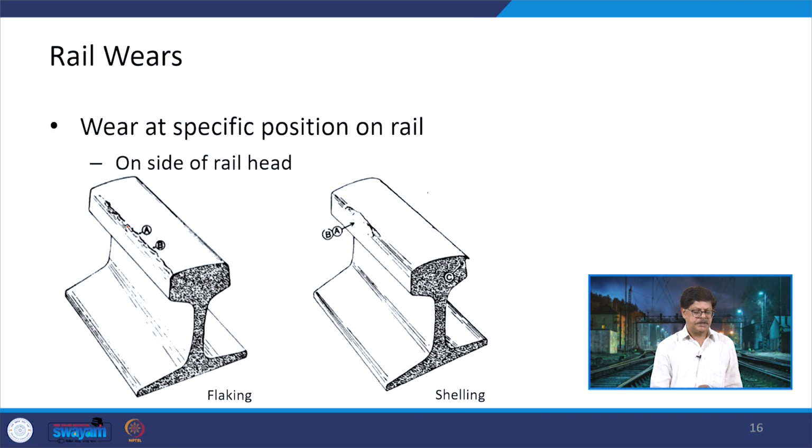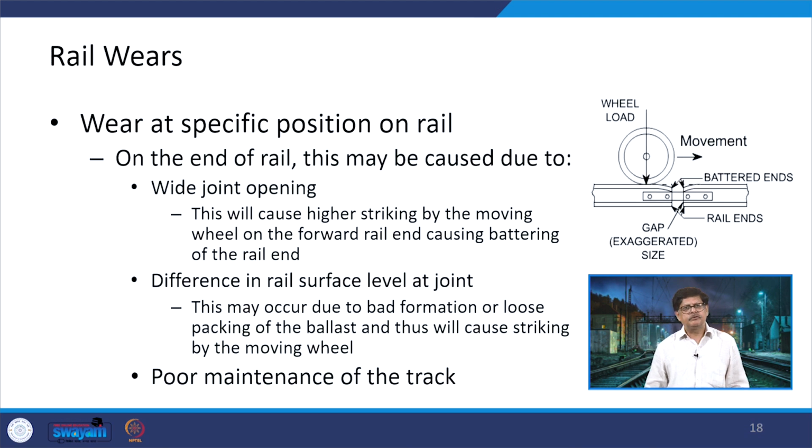So, you can see that there is an impact here in the case of wear at the specific positions on the rail. The conditions are shown here. There is some material which has even gone out. So, the shelling has happened. One is the flaking, meaning small flakes have gone out here. Shelling means a big chunk of material has come out. The next type of wear with respect to the specific position on the rail is on the end of the rail.